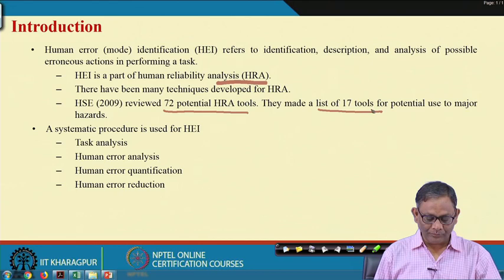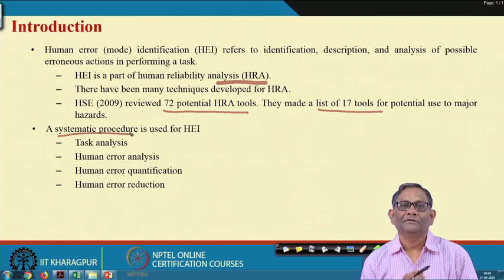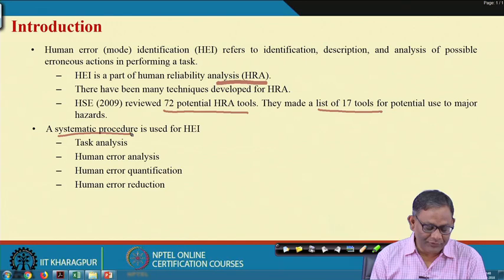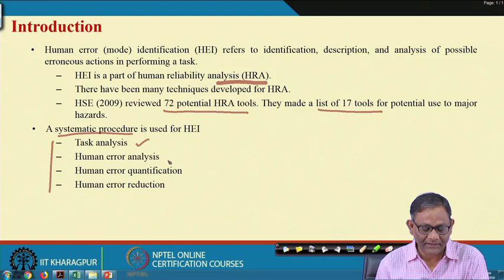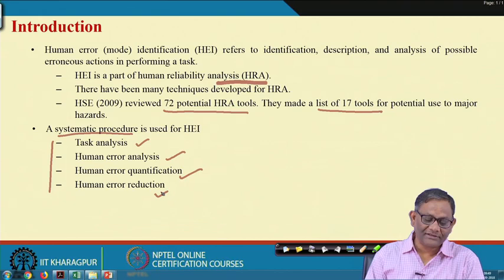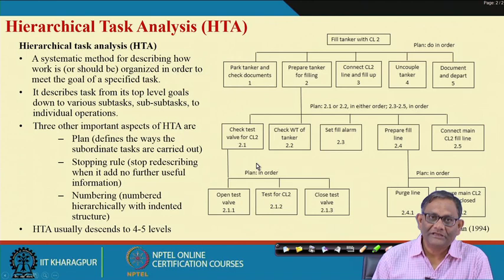Now, when we talk about human error identification, it is definitely a systematic procedure, because human error is a difficult thing to understand and identify. The procedure primarily comprises these things, and you will find some additional steps, but these are only varieties. Otherwise you must do task analysis, then human error analysis, then human error quantification and then human error reduction. Let us see. First, we will discuss task analysis.